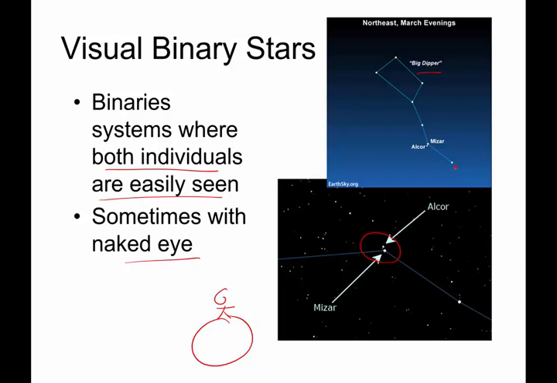Not the end of the handle, the next little joint on the handle. There are two stars there. There is Alcor and Mizar. Alcor and Mizar are visual binaries. They are a binary star system, and with a little magnification of a telescope, you can actually see that there are two stars there.